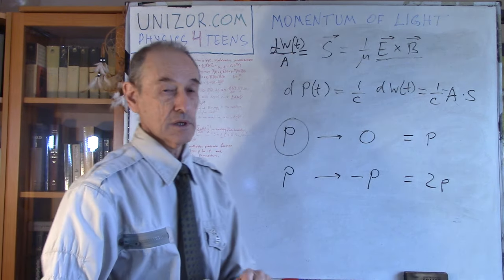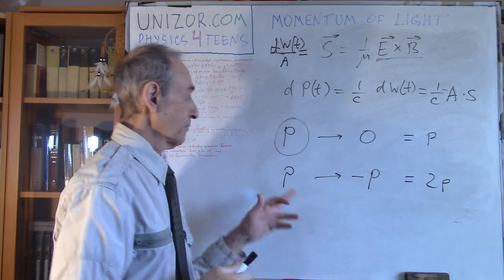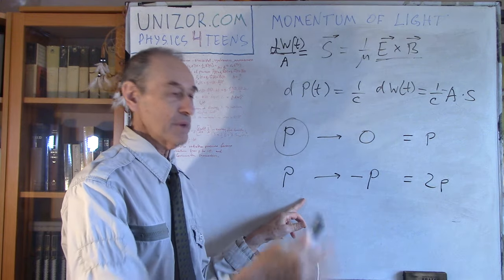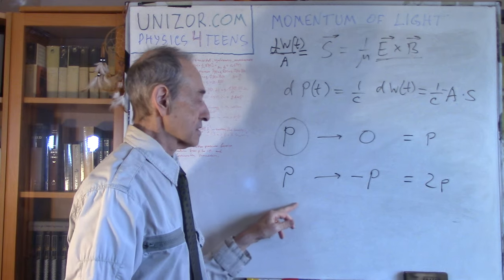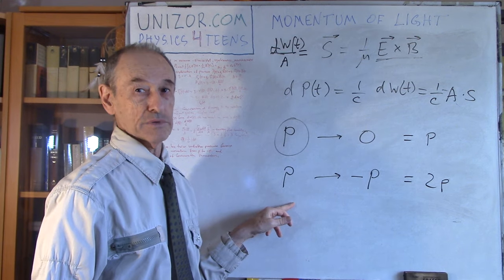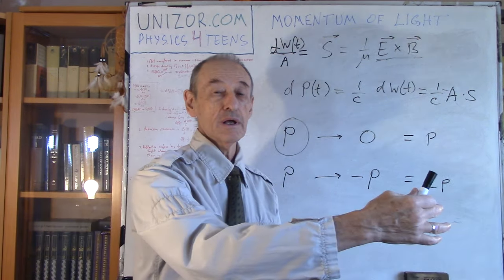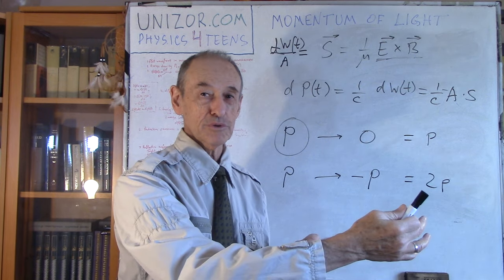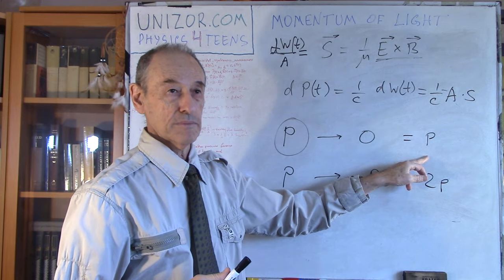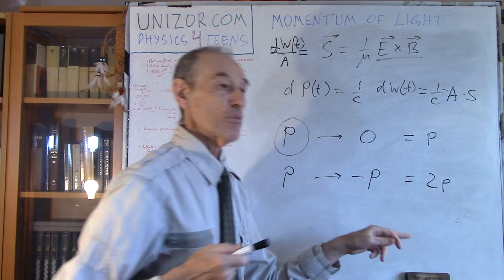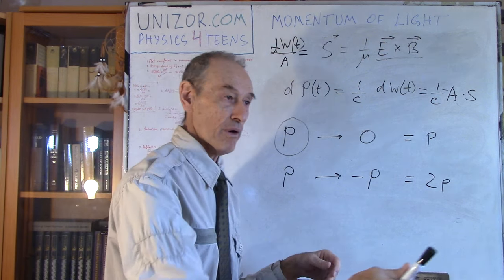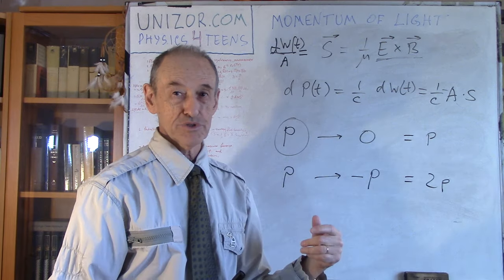So light changed momentum by 2p. P minus 2p is equal to minus p, right? So this 2p is the reduction of momentum of light, which means that the object should be pushed with momentum 2p, stronger than if it was completely absorbed. So complete reflection gives more push to the object. The mirror-like object will be pushed more by the light than the dark object.